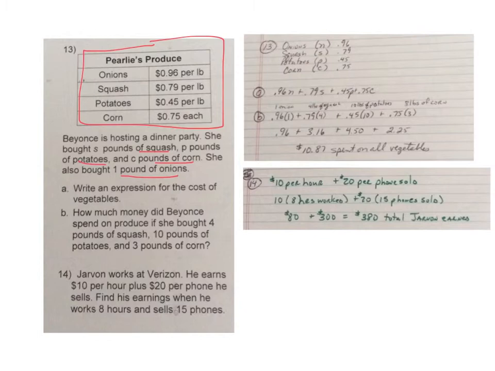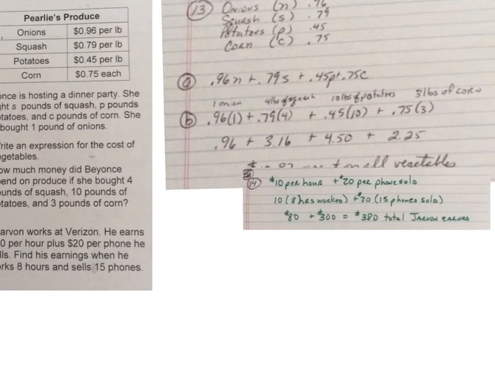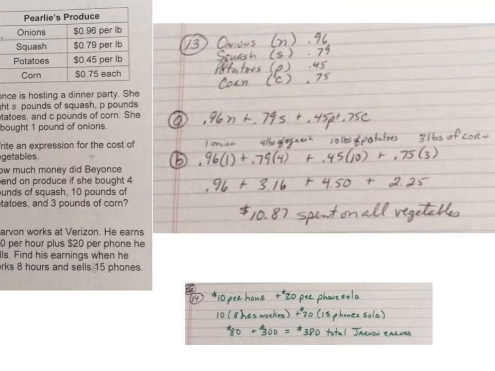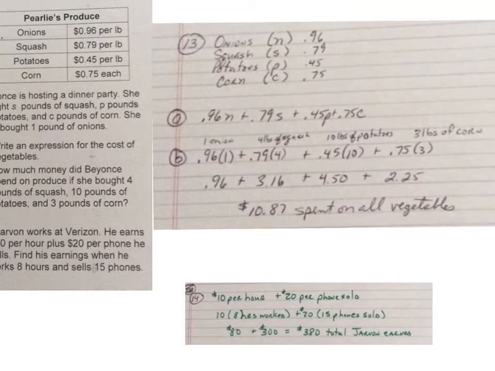So let me go ahead and get rid of that. All right, now, if you notice, what I'm going to do is bring this over here. So here is Beyonce's dinner party, okay, sort of. Notice I wrote all this out, 96 cents per pound, 79 cents per pound. Well, here's my onions. I changed the variable to N. 79 cents per pound of squash, plus 45 cents per pound of potatoes, plus 75 cents per pound of corn.